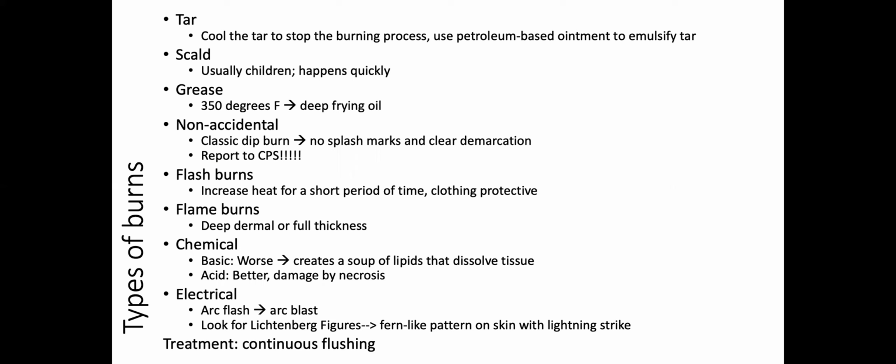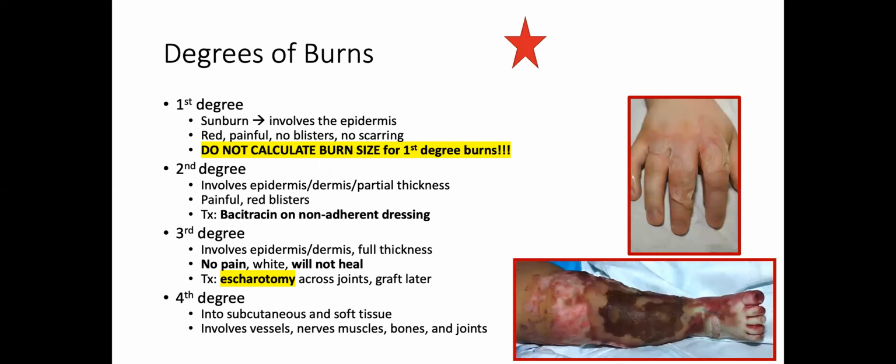Chemical basic is going to be worse. It kind of creates a soup with the lipids in your body, and it dissolves the tissue. Acid's better, and it damages by necrosis. Electrical, there's going to be arc flash that can then go to the blast, which when it combines with the air. Look for Lichtenberg figures, which is a fern-like pattern on the skin with a lightning strike. And treatment for all of these, except the tar, would be continuous flushing. Okay, so let's know the degrees of burns.